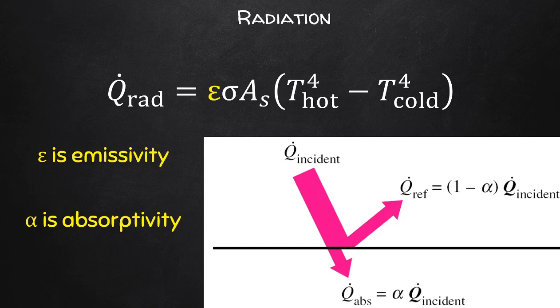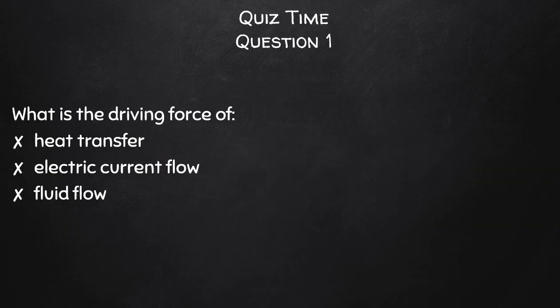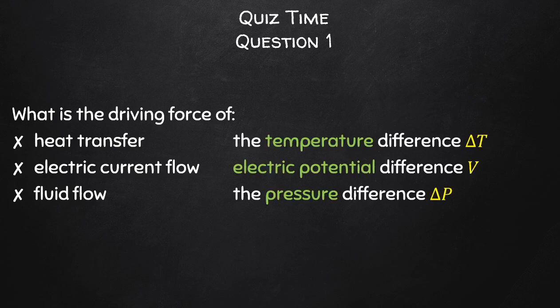Right, now to end off the lecture, let's go over a few examples. Consider the following. Which is the driving force of A, heat transfer, B, electric current flow, and C, fluid flow? You may pause now and quickly write down your answers and then move on. Firstly, we know that temperature is the driving force for heat transfer. Voltage is the driving force for electric current flow. And pressure, or differences in pressure, is the driving force for fluid flow.